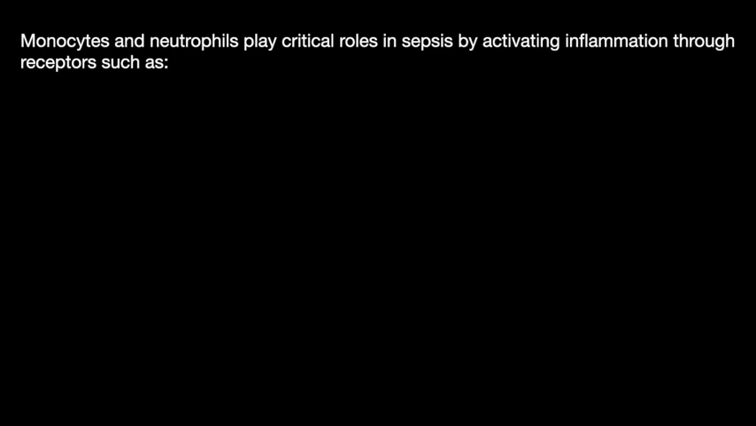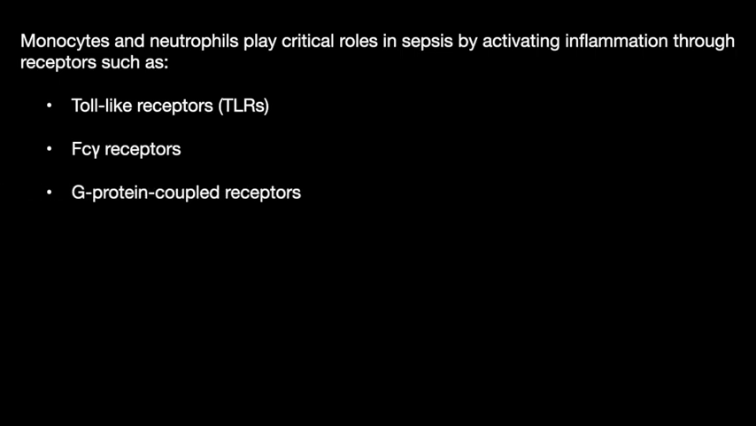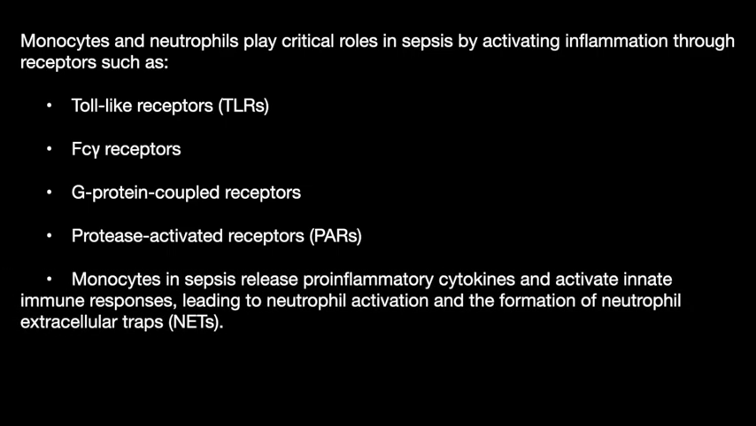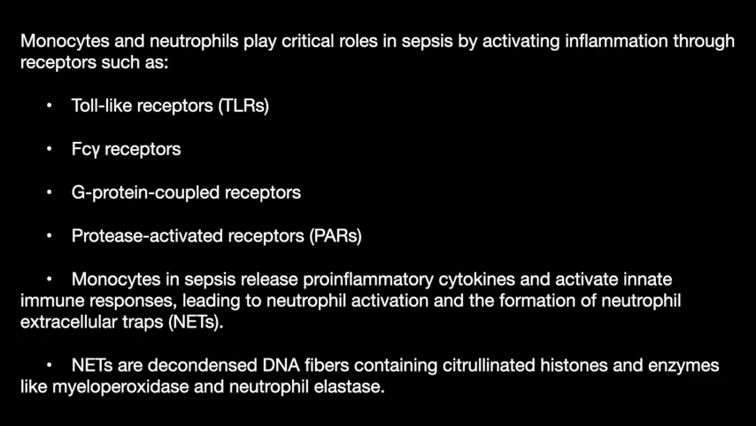Monocytes and neutrophils play a critical role in sepsis by activating inflammation through receptors such as the toll-like receptor, Fc gamma receptor, G protein coupled receptor, and protease activated receptors. Monocytes in sepsis release pro-inflammatory cytokines and activate the innate immune response, leading to neutrophil activation and the formation of NETs. NETs are condensed DNA fibers containing cytotoxic histones and enzymes like myeloperoxidase and neutrophil elastase.